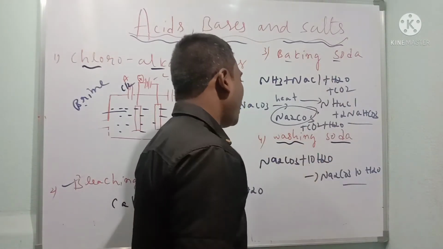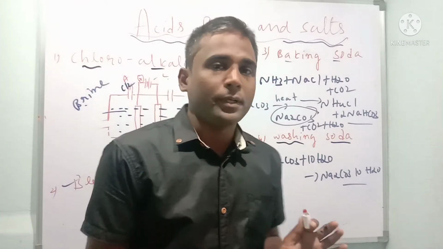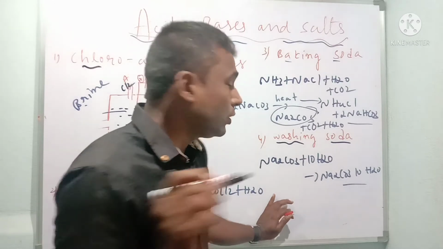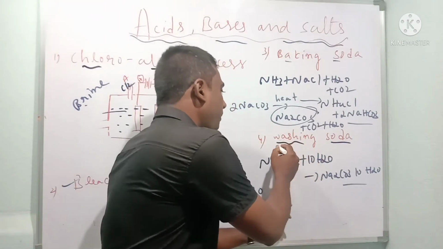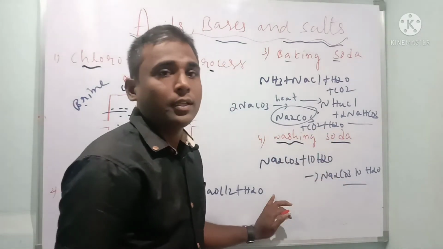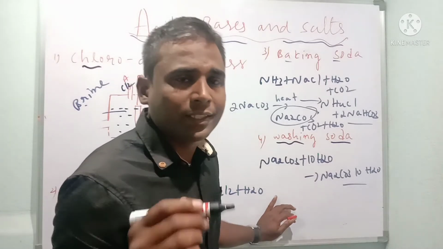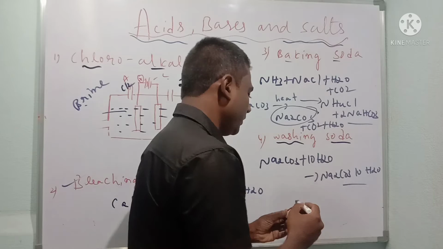Next, what are the uses of washing soda? Dear children, very simple. We use it for cleaning purposes, to remove the permanent hardness of water, in the preparation of chloroform, and also in the preparation of glass, soap, detergents. Okay, these are all uses of washing soda.